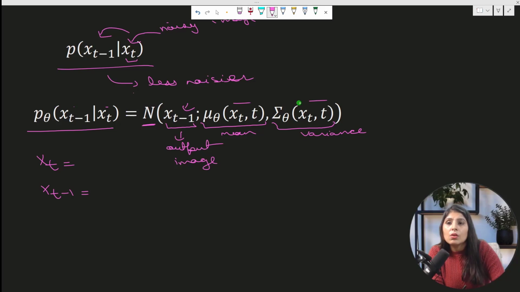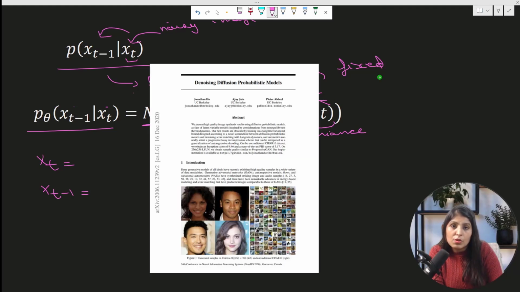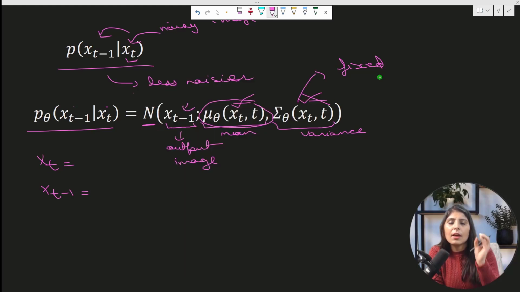Okay, so this is one neural network, this is a second neural network, meaning we will train our model to predict the value of this mean, and we need another network to predict the value of the variance. But guys, let's not talk about variance right now, because the value of variance is fixed. So in the initial papers of the diffusion model, the authors fixed the value of variance.